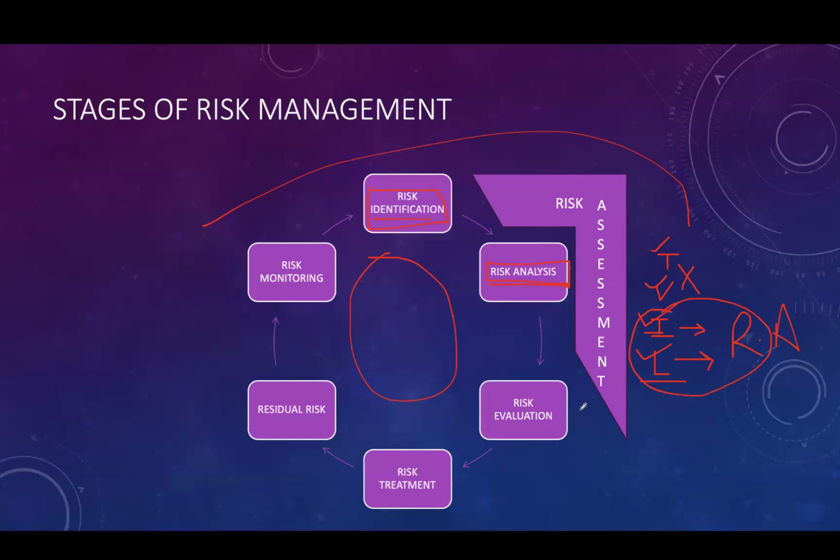Next is risk evaluation. What is risk evaluation? How is it different from risk analysis? Risk evaluation is always evaluating a few things. One is what is an organization's risk capacity. Then there is risk appetite. Then there is risk tolerance.